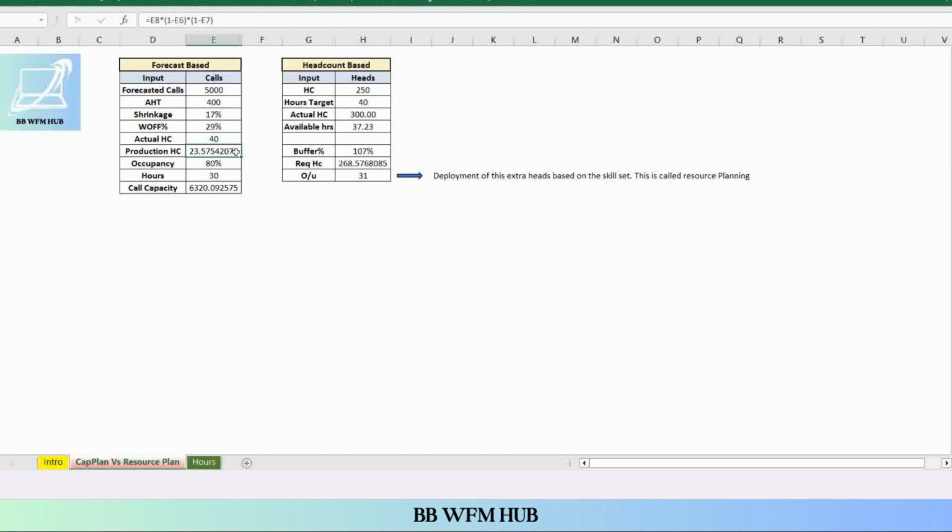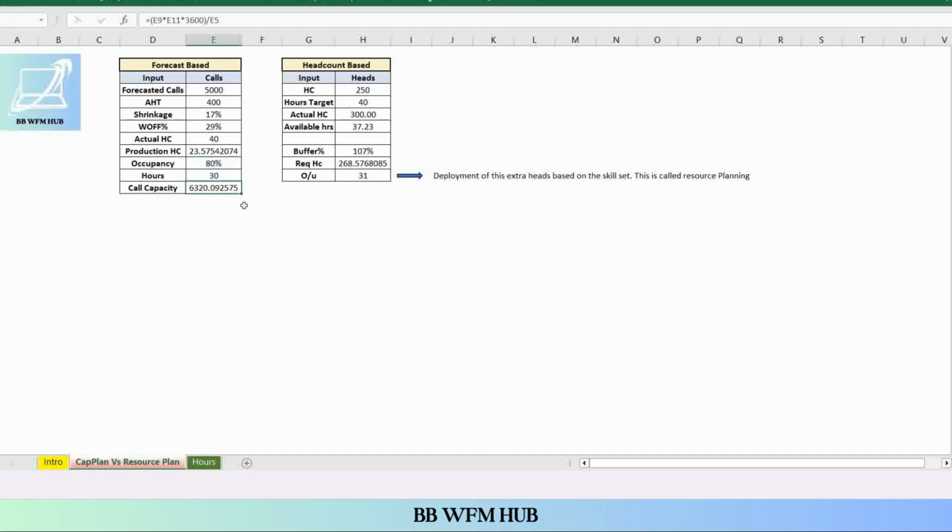Now we have the production headcount, and we are going to calculate the call capacity. For call capacity, we will need the occupancy. We are assuming that the agents are working with an occupancy of 80%. So occupancy is 80% here, and hours. These hours are coming from the hours sheet, referenced from the hours sheet, and we are multiplying these hours with our occupancy, so that we get to know how many hours agents are actually working. So this is coming to 30 hours.